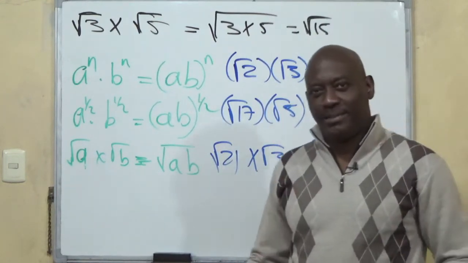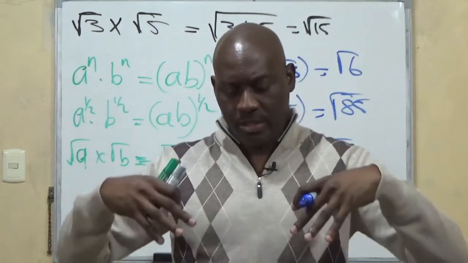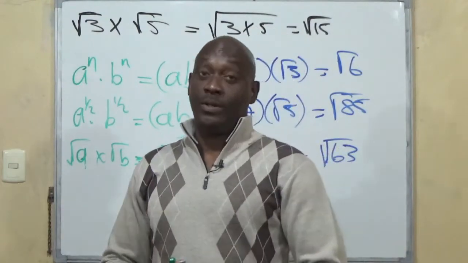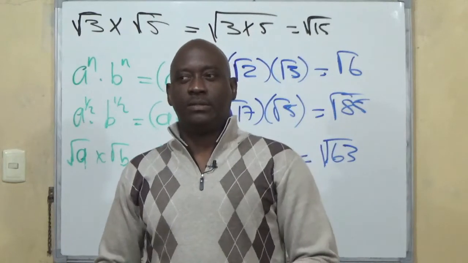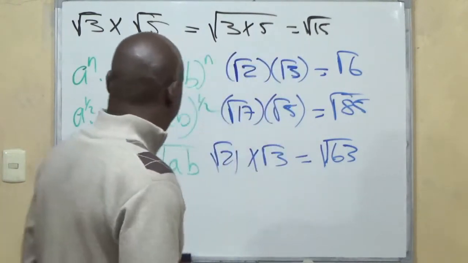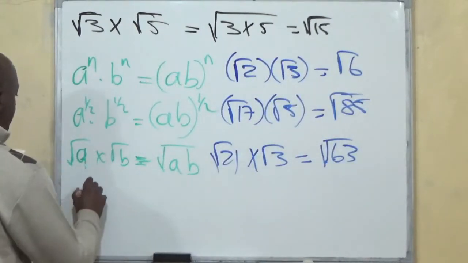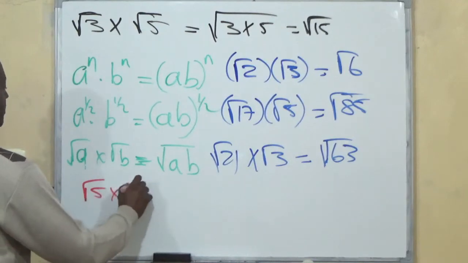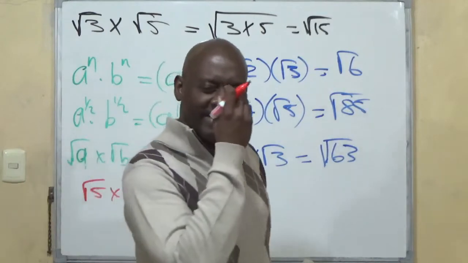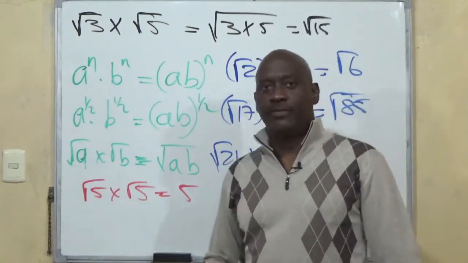Now, if we multiply two surds where the surd factor is the same, what we'll actually end up with is an integer. Simple example. Root 5 by root 5 is 5. We know that, right? Or maybe we didn't know that. That's all right, no problem.